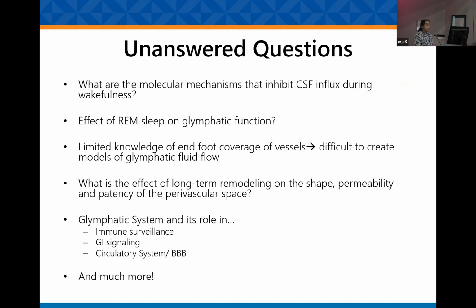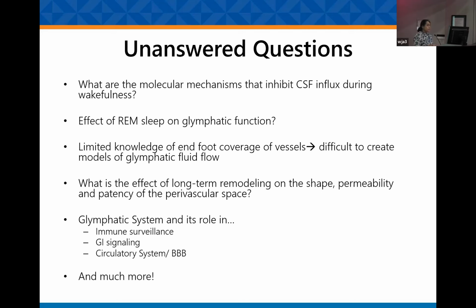So as I mentioned, this is a relatively new field of inquiry. There's still a lot of unanswered questions. Some of the questions that they pose are, what are the molecular mediators that inhibit CSF influx during wakefulness, beyond the aspect of norepinephrine and arousal? What's the effect of REM sleep on lymphatic function? And it's difficult to create a model of lymphatic fluid flow to study some of these things, but hopefully with newer technologies, we'll be able to do that.